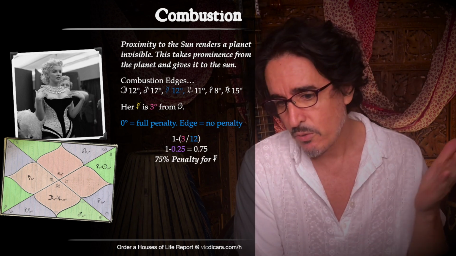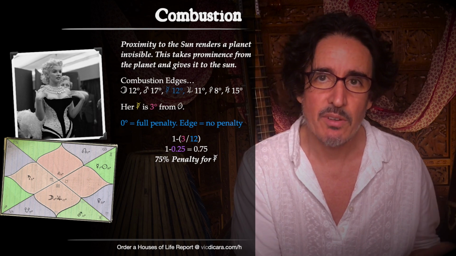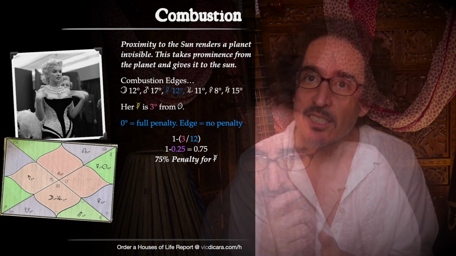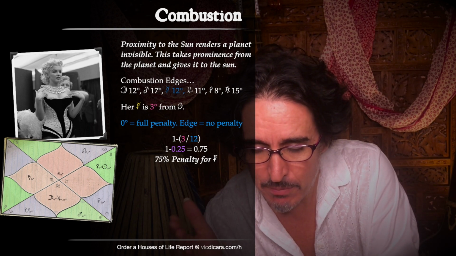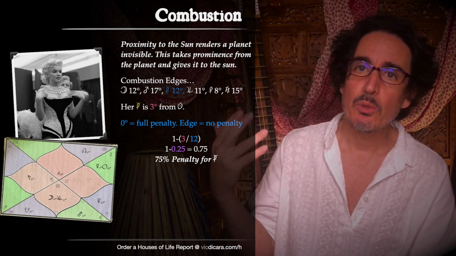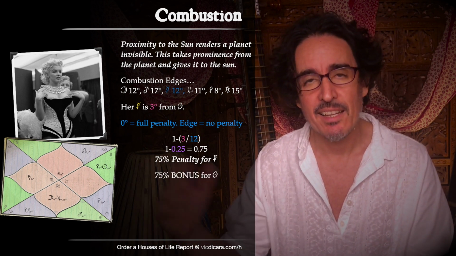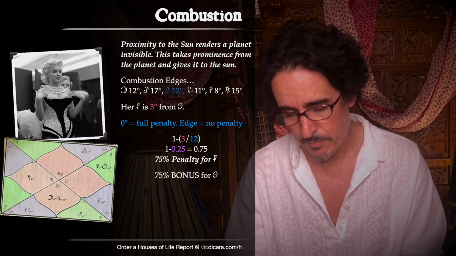And so you divide 3 by 12, you get 0.25. And then you subtract that from 1 to get 0.75. So Mercury is 75% combust. So it will lose 75% of its potency to the sun. And the sun will gain that 75% potency from Mercury.